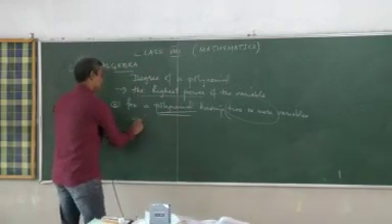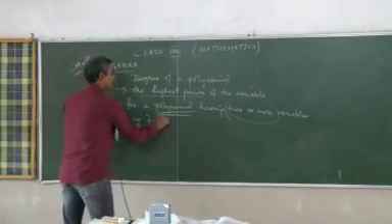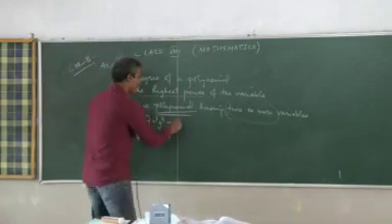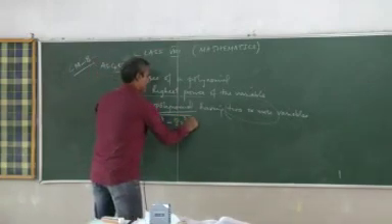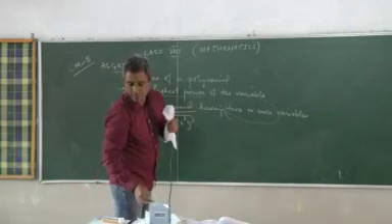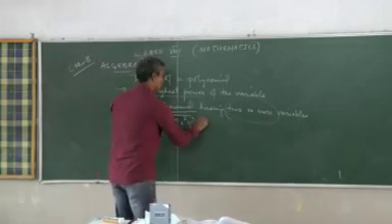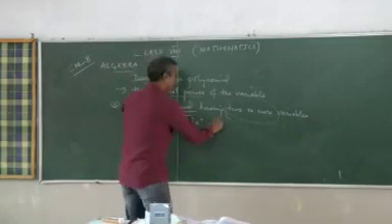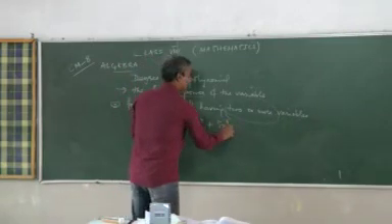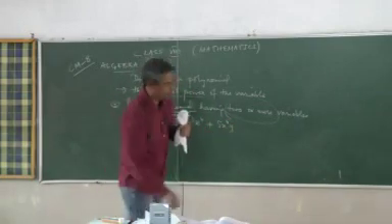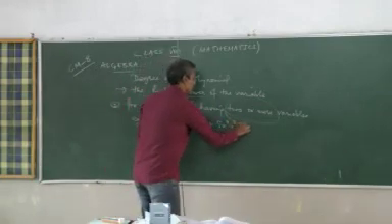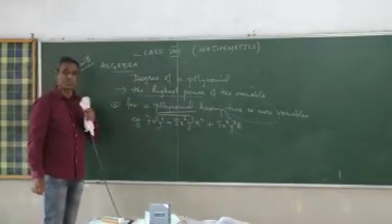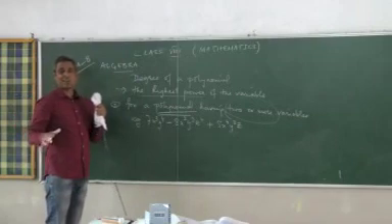The example, 7x cube y to the power of 4 minus 8x square y cube z to the power of 4 plus 5x to the power of 4 y cube z.